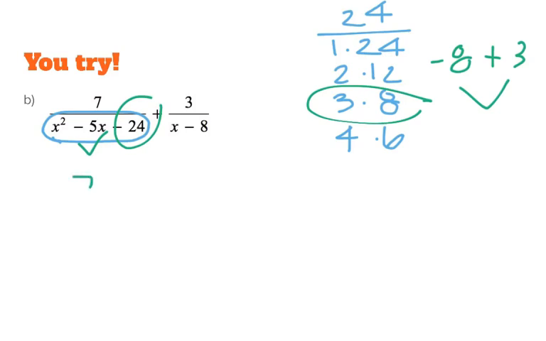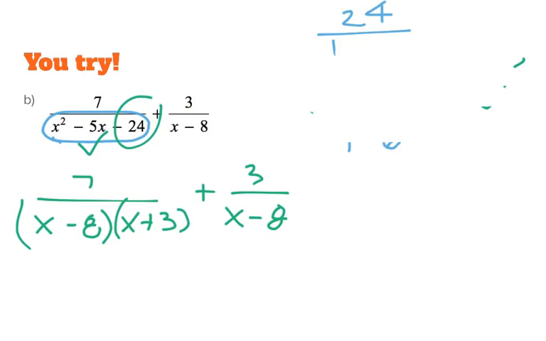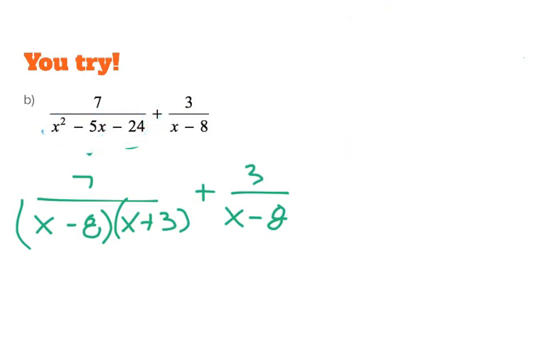So let's rewrite that denominator as x minus 8 and x plus 3. And then I'll just rewrite my second fraction, not changing anything. That's going to be a huge time saver. So hopefully that was what you did as your first step. Okay, so after that, the second step is let's get common denominators.